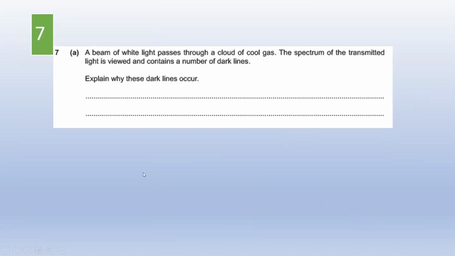A beam of white light passes through a cloud of cool gas. The spectrum of the transmitted light is viewed and contains a number of dark lines. Explain why these dark lines occur. Why the dark lines?